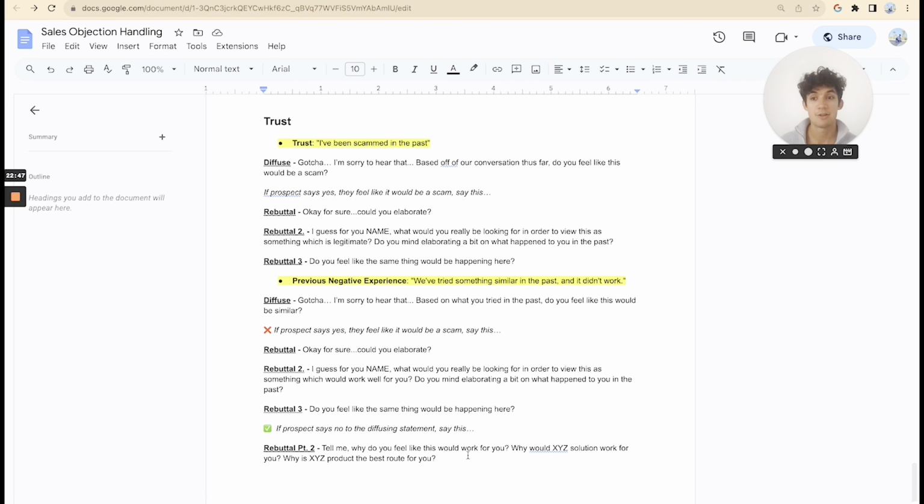Right? Now, there's going to be two routes that could go from here. If a prospect says yes, they feel like this would be a scam, we'll say this instead. Gotcha, for sure, Mr. Prospect. Could you elaborate on that? Right. So we just want to understand more on why they feel this is a scam, and then they're going to spill us their heart, and then we have all of the objections that they could hit us with, right? And we handle those one by one.